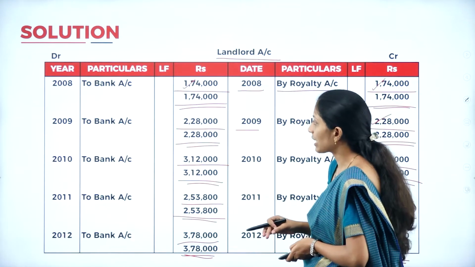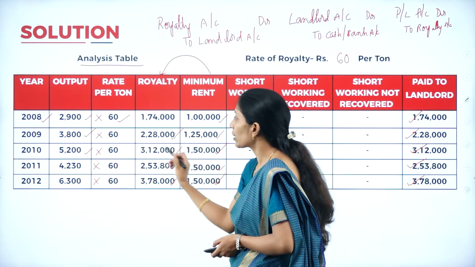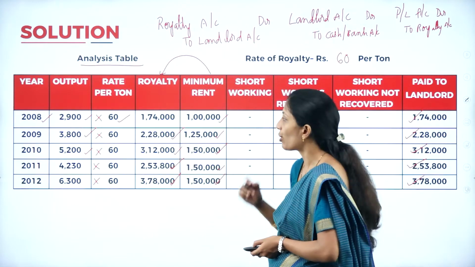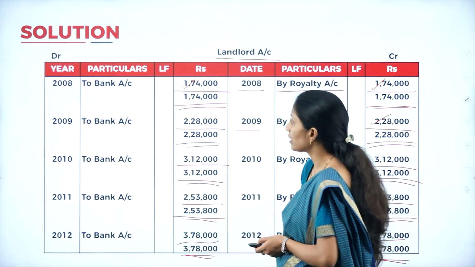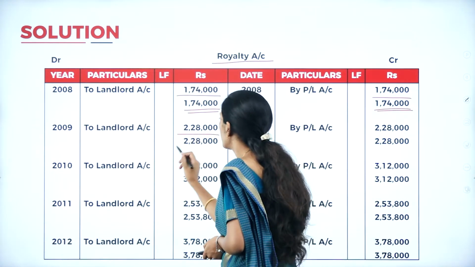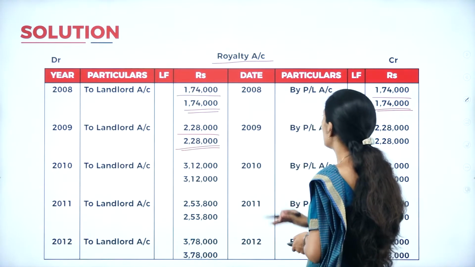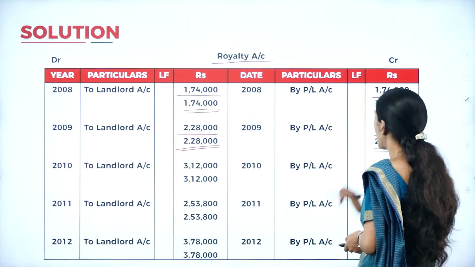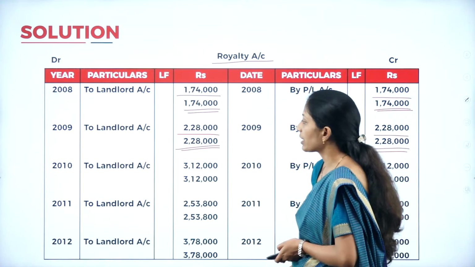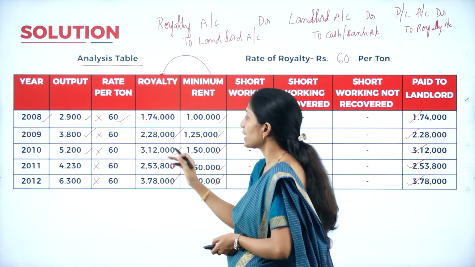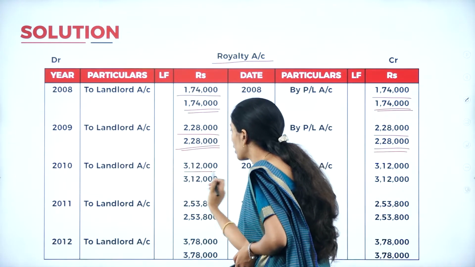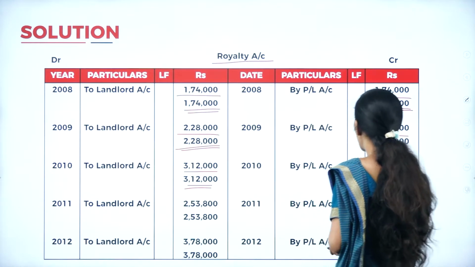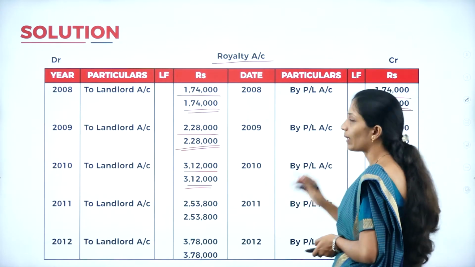Okay, now come to the second year, that is 2,28,000 as royalty. So how do you write? To landlord account 2,28,000, and here by profit and loss account 2,28,000. Next, the third year also, what is the actual royalty? 3,12,000. So to landlord account 3,12,000 and by profit and loss account 3,12,000.